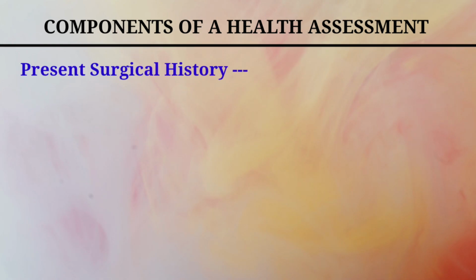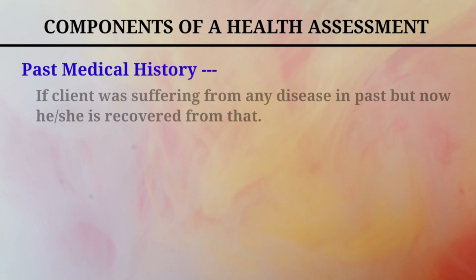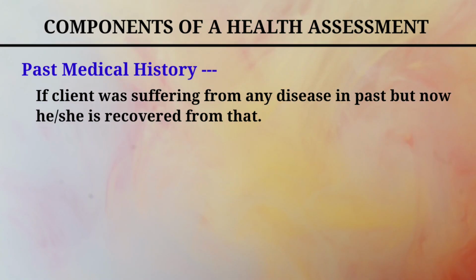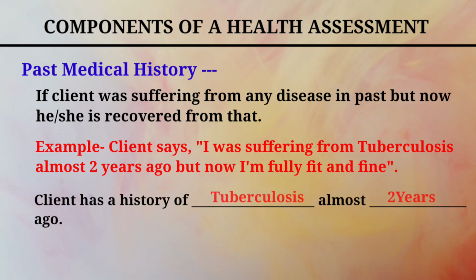Next, present surgical history. If the patient has any history of surgery within a few months, you should mention it in the format, or if there is no history of surgery, you must write no significant history in this format. Next, past medical history. If the client was suffering from any disease in the past, but now he or she has recovered from that. Suppose the client says, I was suffering from tuberculosis almost 2 years ago, but now I am fully fit and fine. So you have to write it in the format: client has a history of tuberculosis almost 2 years ago.